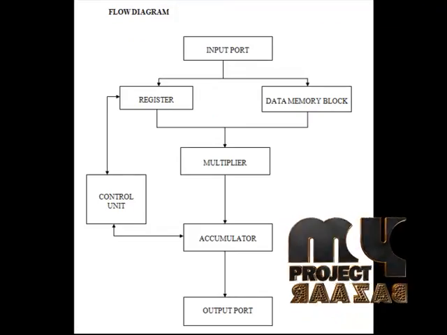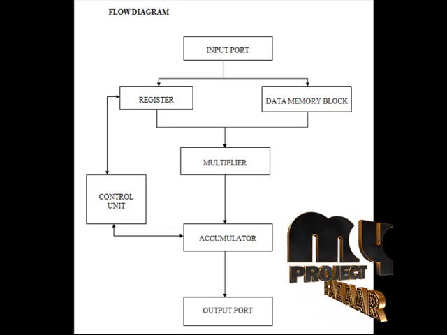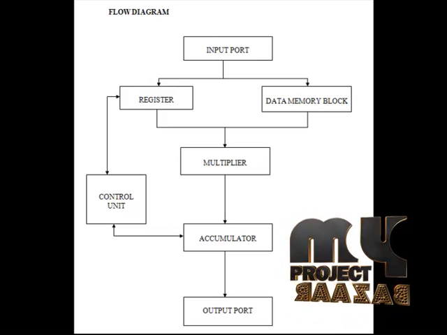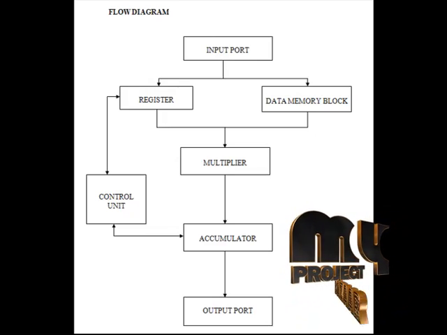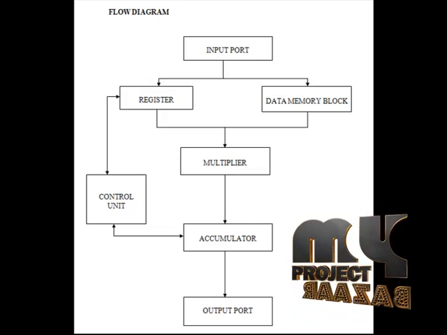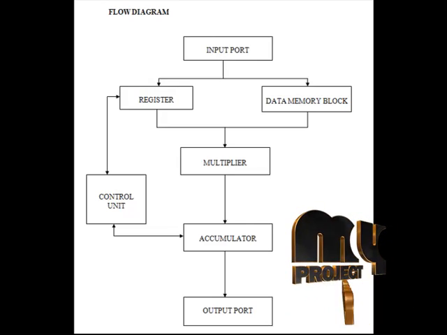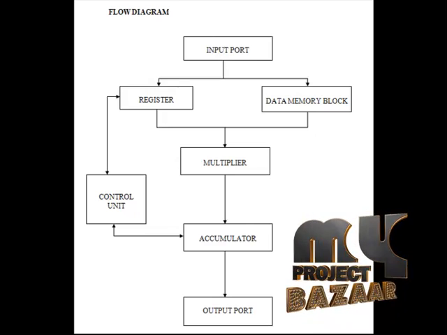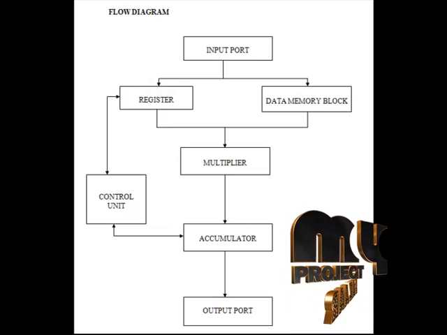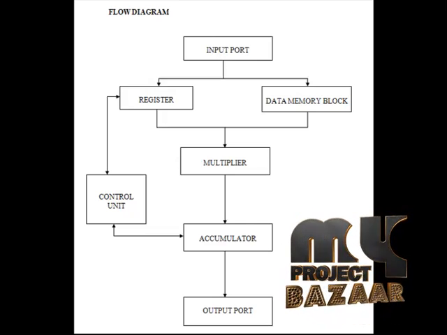Now we discuss the system flow diagram. The system flow diagram represents the flow of our process. First, we give the input signal to the input port. The input signal passes to the register and data memory block. The register generates the input signals randomly, and our data memory block stores the input into temporary values. The temporary values and shift register values are given to the multiplier.